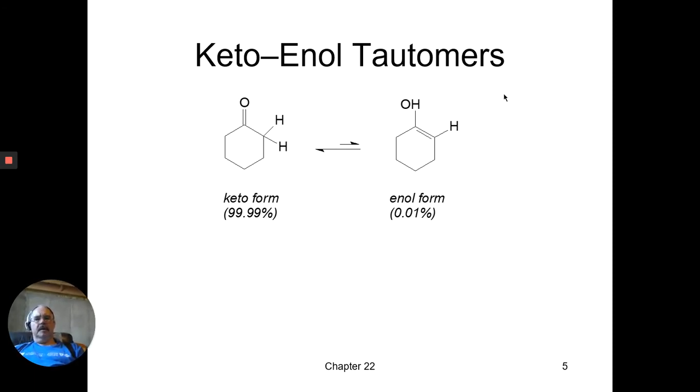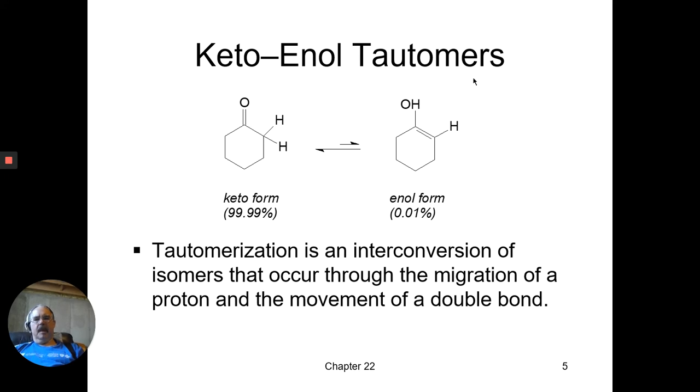Okay, under neutral conditions, in most cases, enols are not favored. There are some exceptions, but generally the ketone form is going to be favored. And this equilibrium is called tautomerization. It's the interconversion of isomers that occurs through the migration of a proton and the movement of a double bond. These are not resonance structures because we've moved a hydrogen.